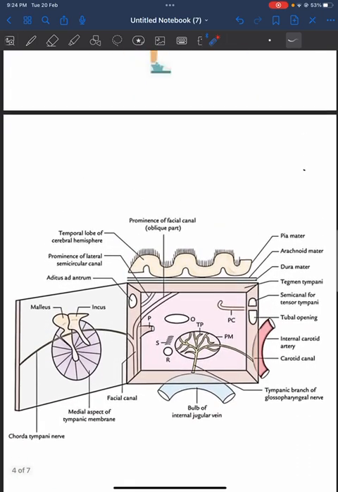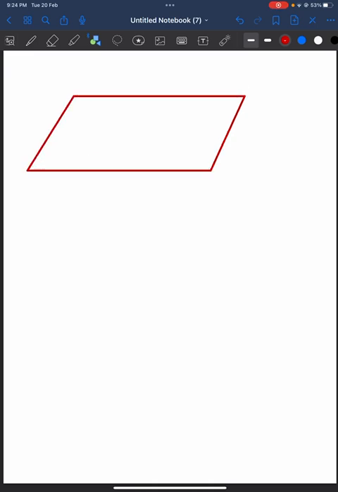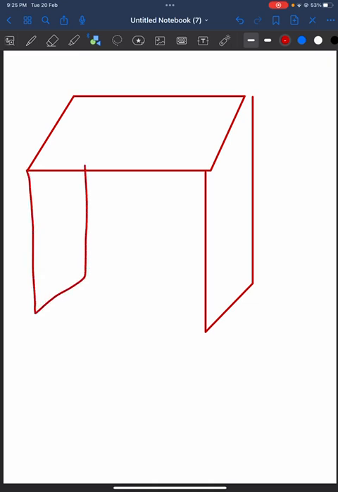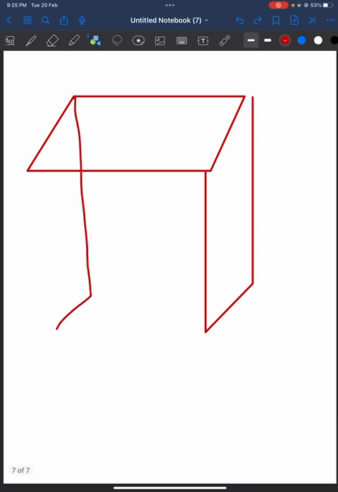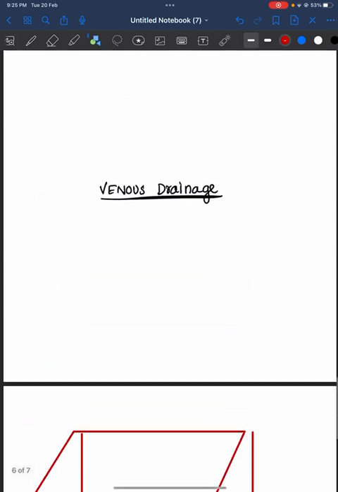So this middle ear actually has a shape like this. See, it has a superior wall, an anterior wall, a posterior wall, and a medial wall and a lateral wall. Okay, so totally how many walls are there? 6 walls are there.